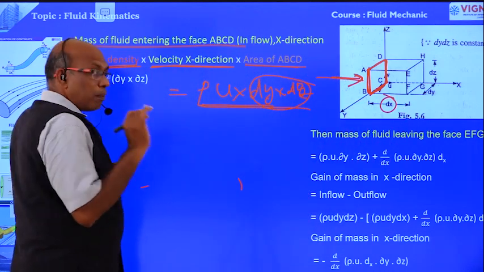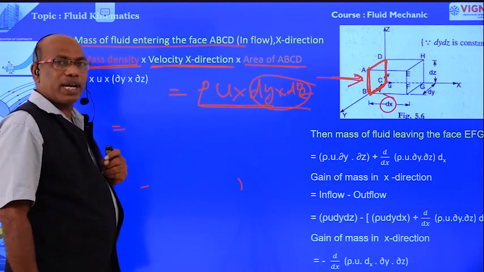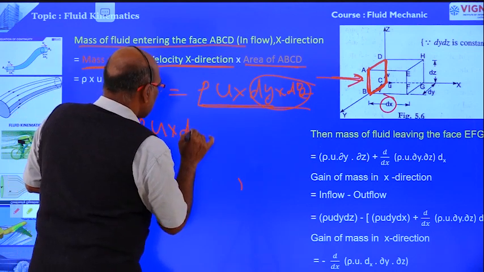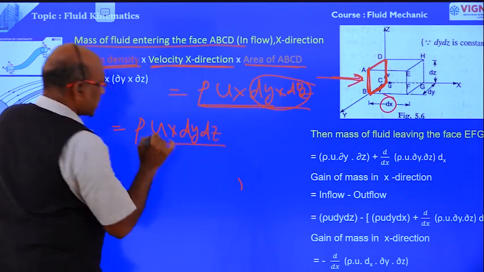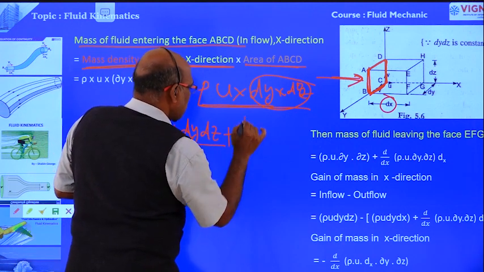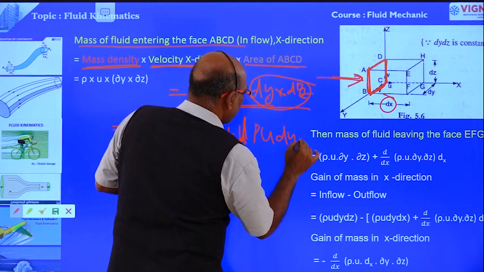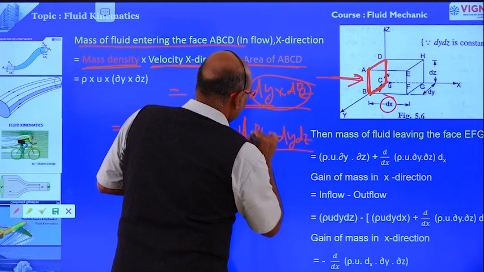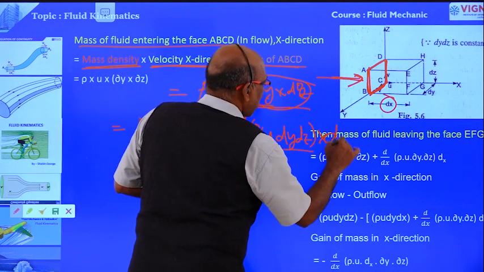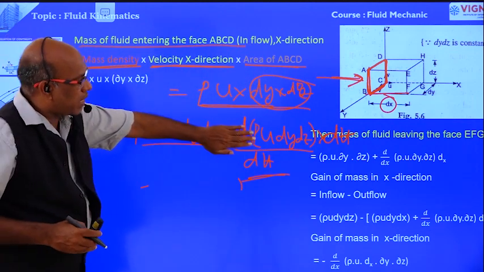Please note, mass of fluid leaving in the x direction is equal to the mass of fluid entering in the x direction plus the differentiation of the mass of fluid entering in the x direction with respect to x, into dx, which is the distance traveled. This is the mass of fluid leaving in the x direction, right?